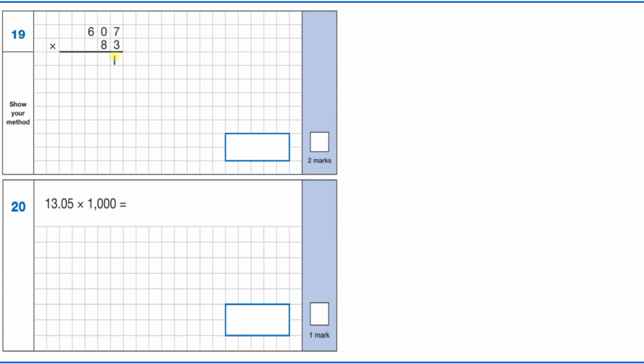Question number 19, a 2-digit number and a 3-digit number multiplication. 3 times 7 is 21, 2 remaining. 3 times 0 is 0 plus 2 is 2. 3 times 6 is 18. Now, before you multiply by the second number, you need to place the 0. 8 times 7 is 56, 5 remaining. 8 times 0 is 0 plus 5 is 5. 8 times 6 is 48. Those are the numbers. Now you can add. 1 plus 0 is 1. 8. 8 plus 5 is 13, 1 remaining. 1 plus 1 is 2 plus 8 is 10, and 1 remaining. 1 plus 4 is 5.